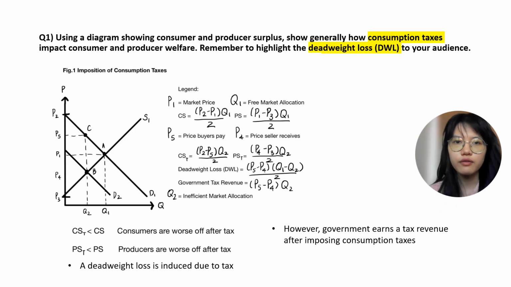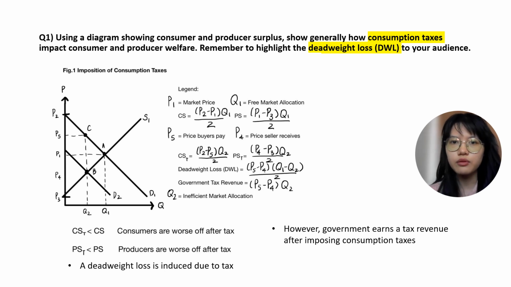Let's start with our graph for this question. Here we have the legend to help us understand the elements on our graph. P1 represents market price and Q1 is the free market allocation. Consumer surplus CS is calculated as (P2 minus P1) times Q1 divided by 2 and producer surplus PS as (P1 minus P3) times Q1 divided by 2. So P5 is the price the buyers pay, and P4 is the price sellers receive.